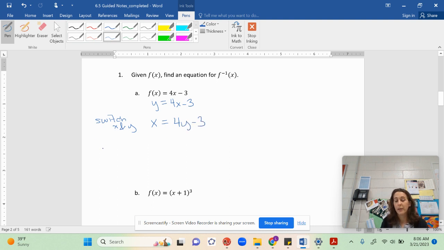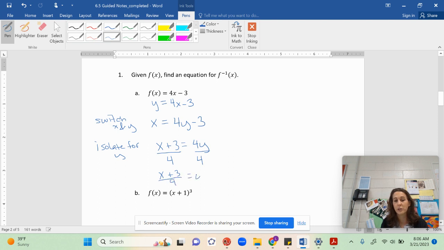And then the next step is, now we want to isolate for y. To isolate for y, we can first add 3 to both sides. So we have x plus 3 equals 4y. And then divide both sides by 4. And we have x plus 3 over 4 is equal to y.